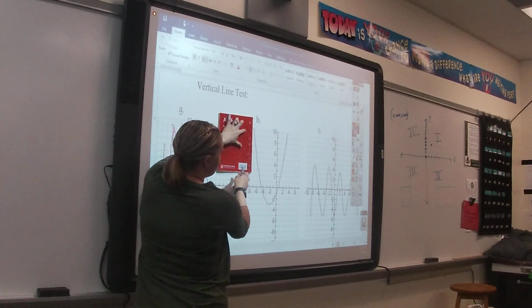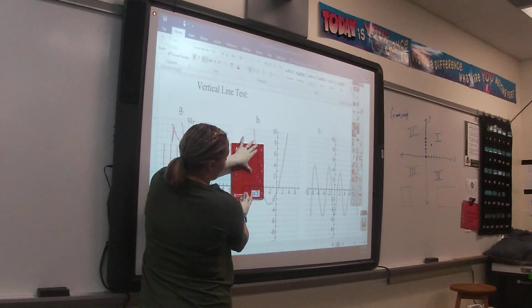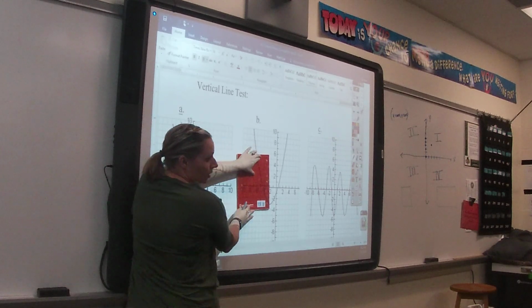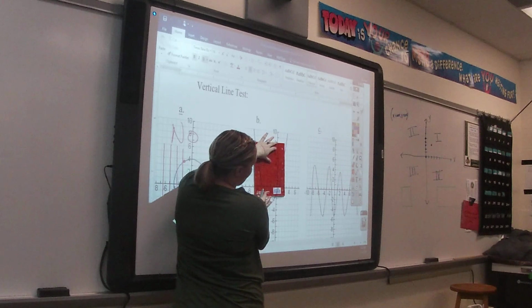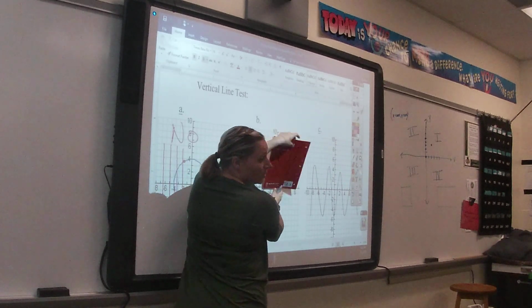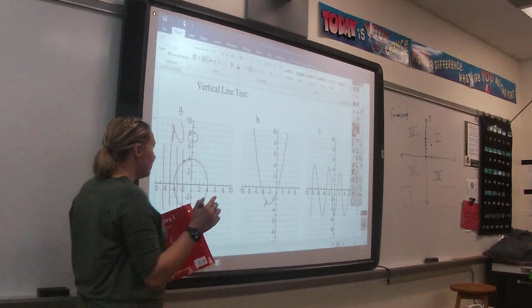Okay, so here we go. Once, I have to kind of adjust because my page isn't long enough. Once, so does it touch the graph twice? No. So is it a function? Yes. Yup.